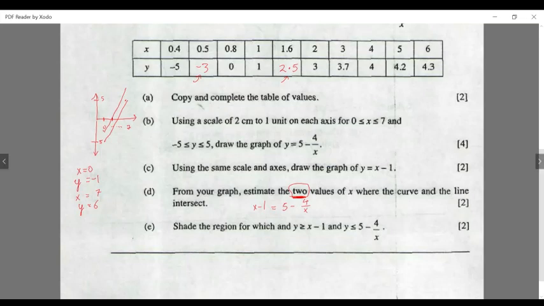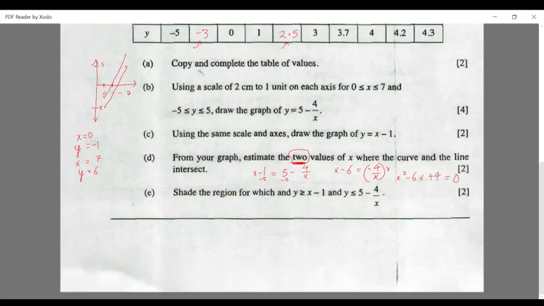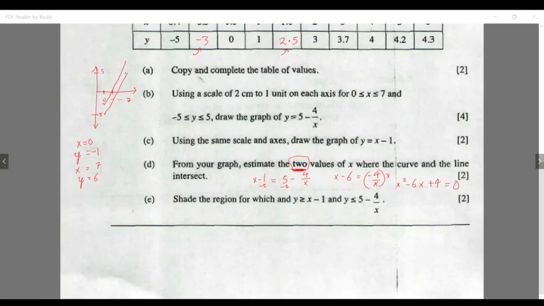So let's do some work here. First, subtract both sides by 5. So we should get x minus 6 is equal to negative 4 over x. Multiply both sides by x, and this is where the quadratic will come into play. So then you should get x squared minus 6x, and then bring the 4 over, plus 4 is equal to 0. So we solve this, you should be able to. So 1 times 4 is equal to 4.